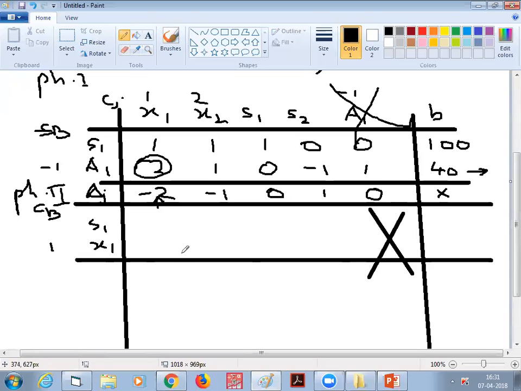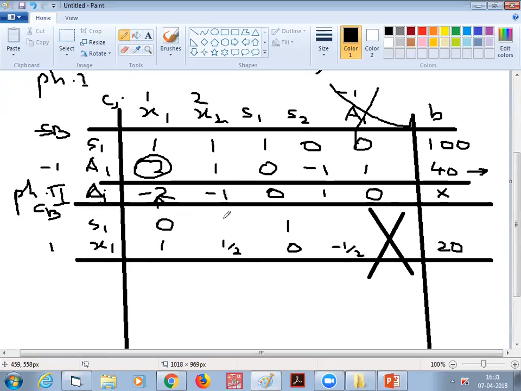So divide this row by 2. So we get 1, 1 by 2, 0, minus 1 by 2. This column, don't worry about it at all. And 40 by 2 is 20. Now, where will the identity matrix come? In the S1, X1 columns. So 1, 0, 0, 1 will come here.